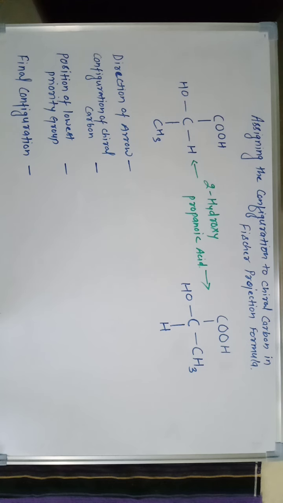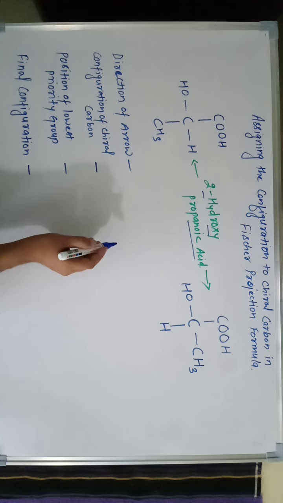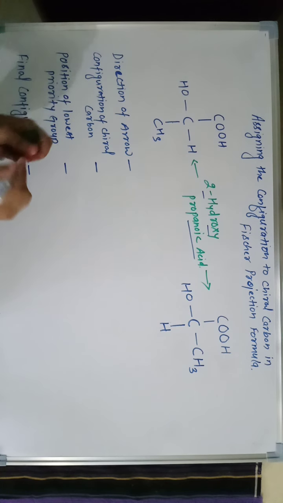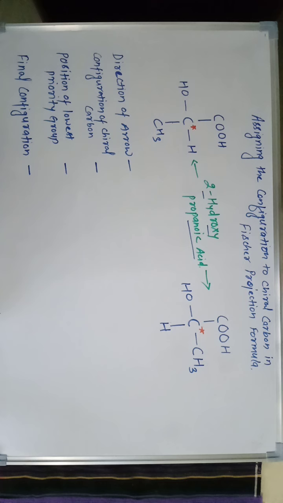Now we will discuss some examples based on the Fischer projection formula in which we have to assign the exact configuration of the chiral carbon. Here again I have taken the example of 2-hydroxypropionic acid. Both these structures are of 2-hydroxypropionic acid. The question is, we have to find out the configuration of the chiral carbon in both molecules, whether it is R or S configuration. So let us find out the exact configuration.